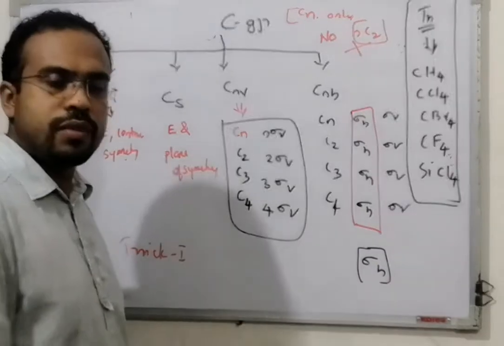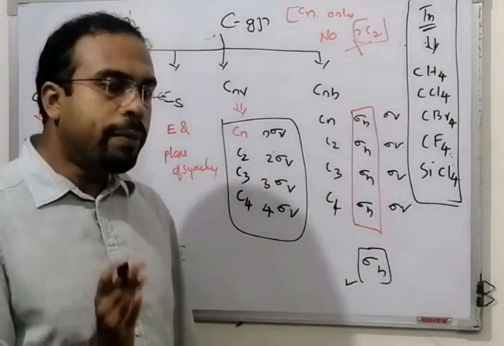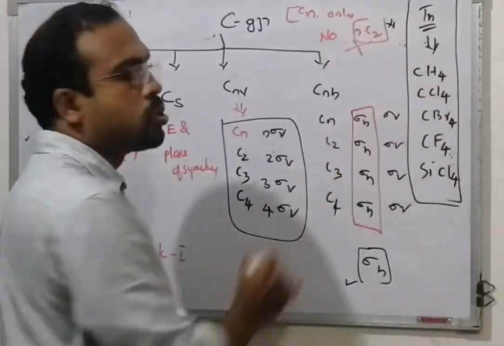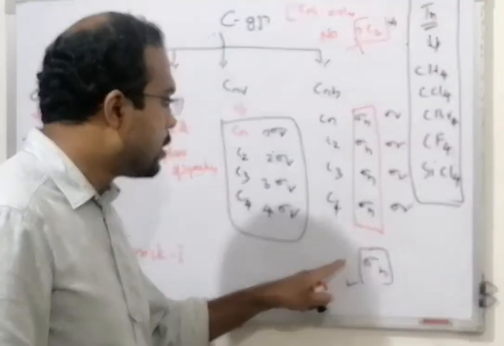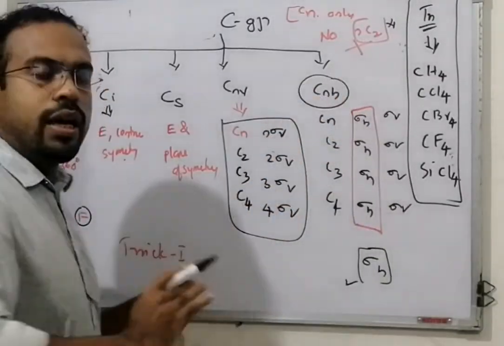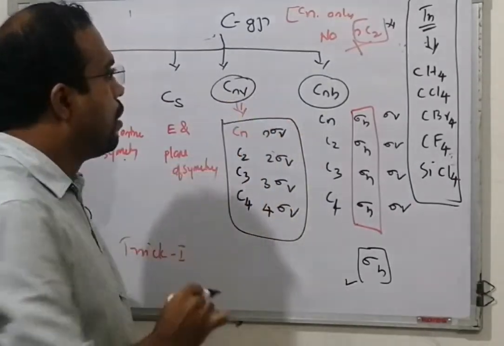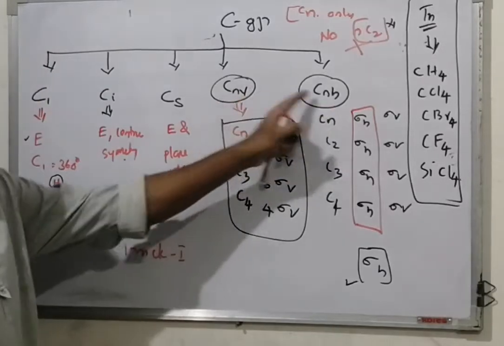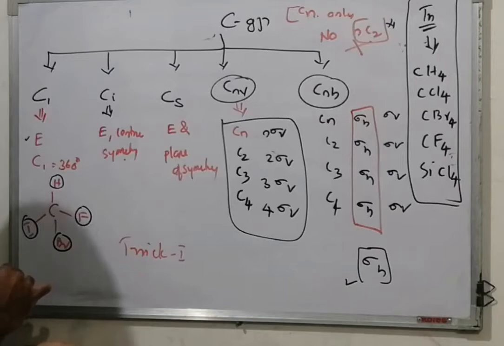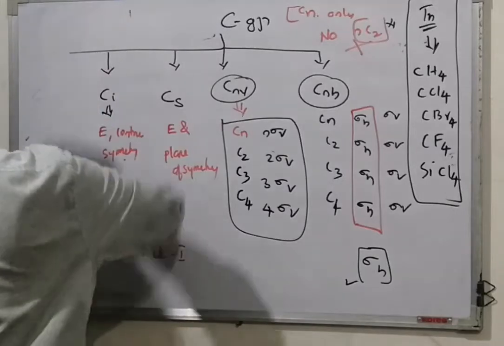Remember, first you look for Cn axis, then nC2, no nC2. Then third you check for sigma H. If it has sigma H, it will be CnH. If no sigma H, check for sigma V, then CnV. If it has neither of these, it will be any of these categories. Fine. Now we can go to D group.